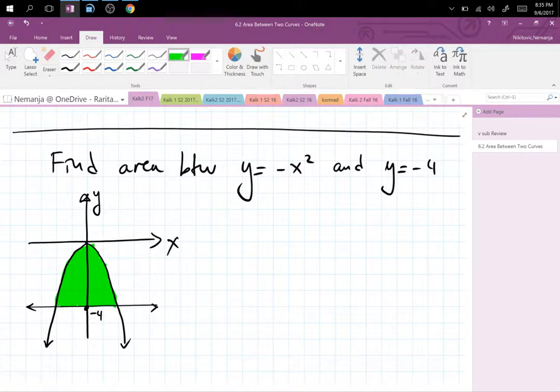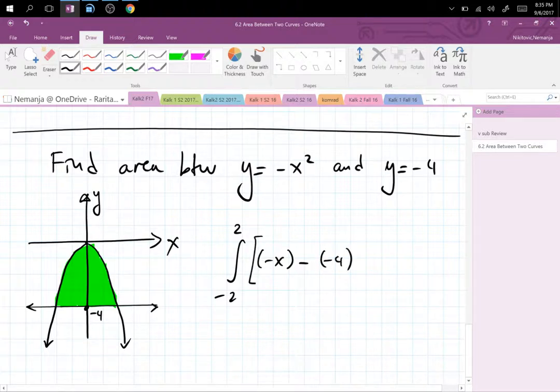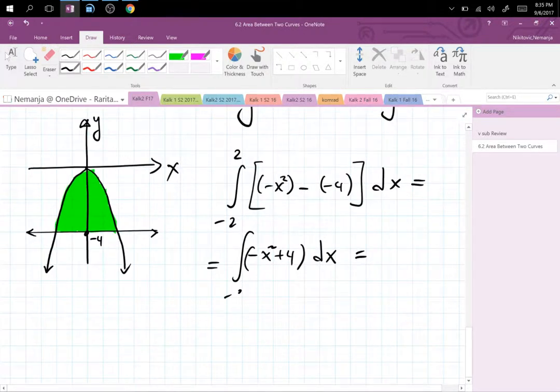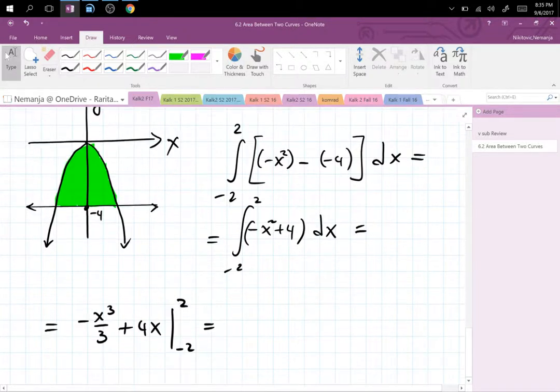All right, so integral. What are my limits of integration? Negative 2 and 2, nice. The top function minus the bottom function, dx. So this is negative x squared plus 4. That's what I said, please pay attention. And we have negative x cubed over 3 plus 4x from negative 2 to positive 2.